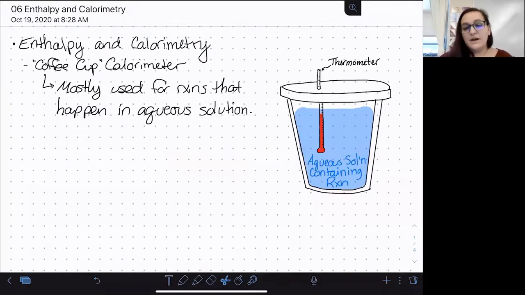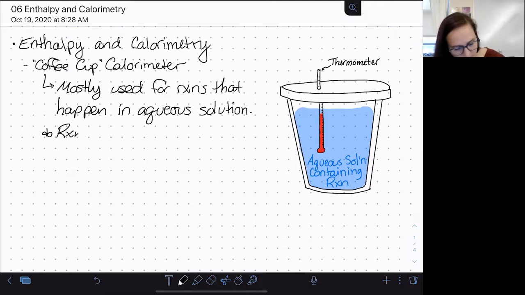So here is a diagram of a coffee cup calorimeter. It's really, really simple. It's just some kind of container with a thermometer stuck through the top, and inside is just your aqueous solution containing your reaction. So the reaction is part of the solution that you're measuring. And that's important. The reaction is happening in the solution where the temperature is being measured.